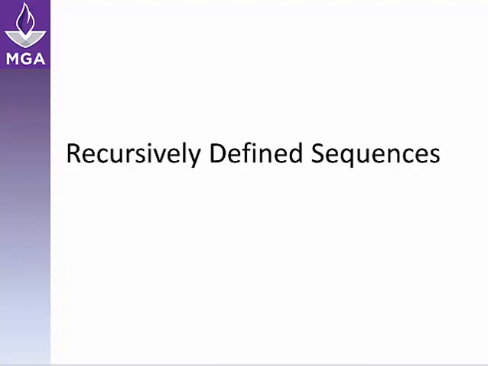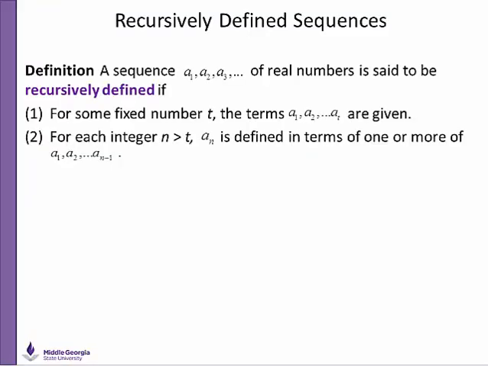Recursively defined sequences. Definition. A sequence a sub 1, a sub 2, a sub 3, and so on of real numbers is said to be recursively defined if 1. For some fixed number t, the terms a sub 1, a sub 2, and so on up to a sub t, that fixed number, are given.